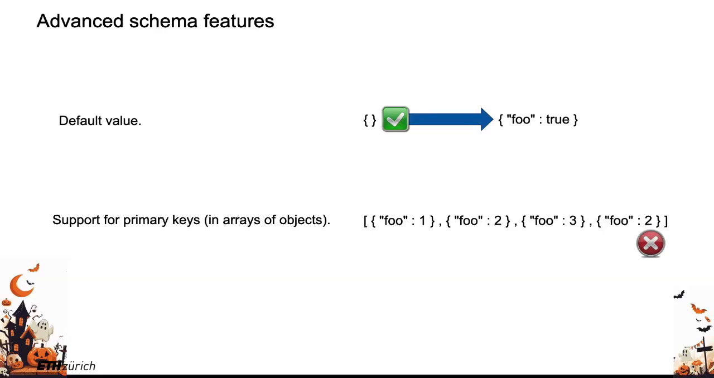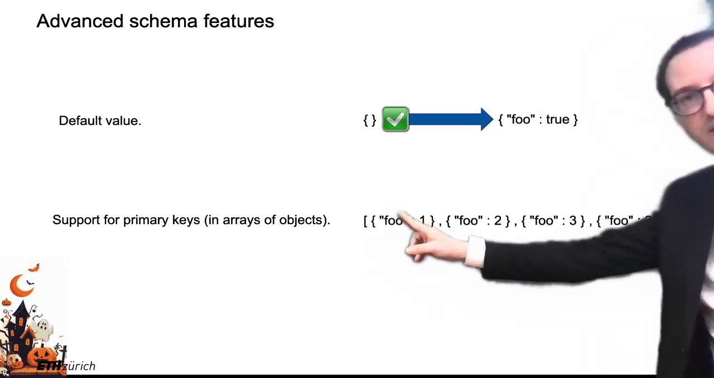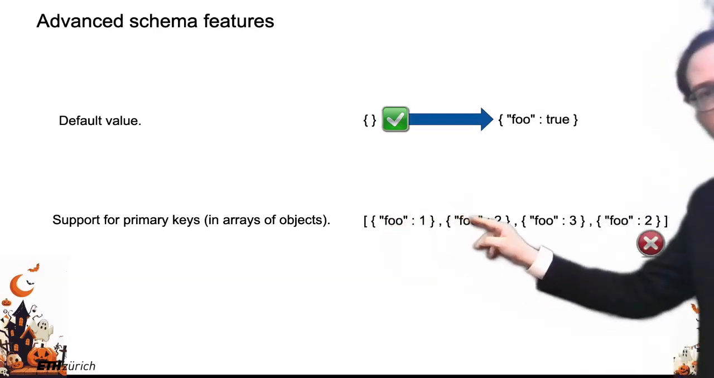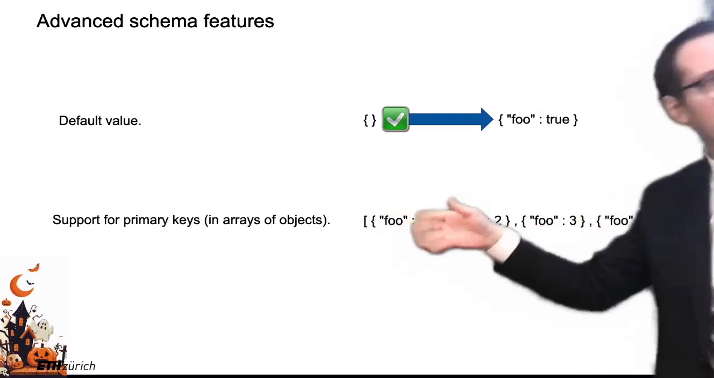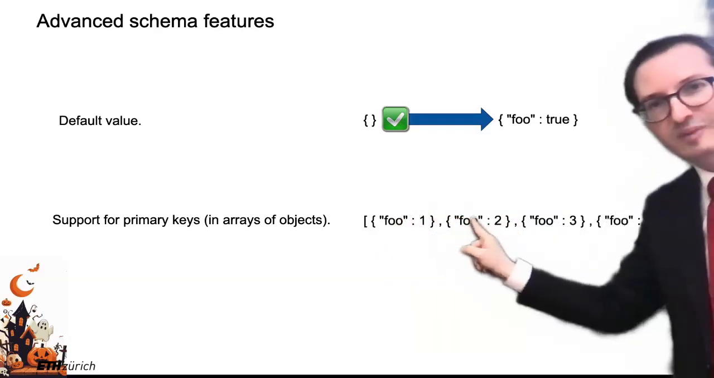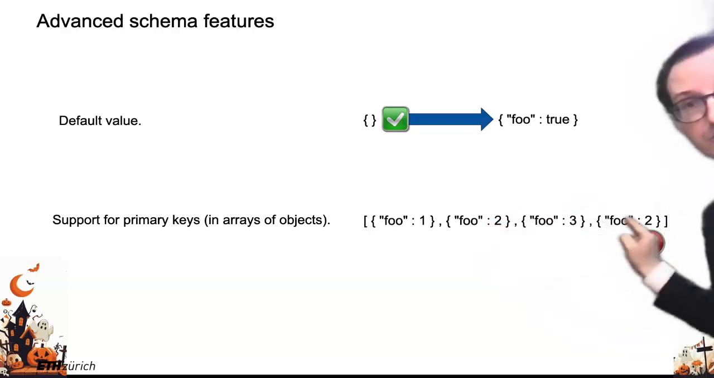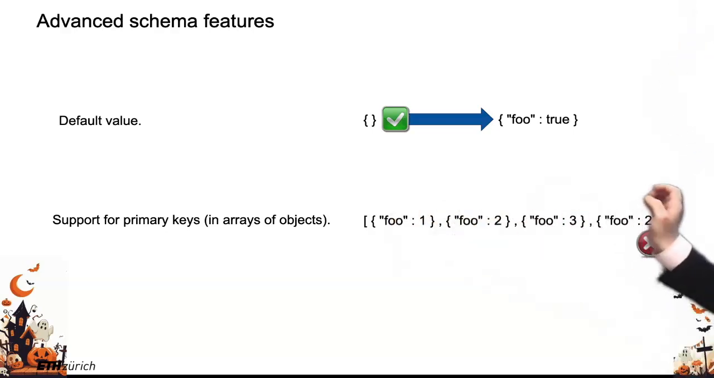And finally, and that I didn't show you, but you can also specify primary keys. For example, if you have an array of objects, then typically a schema language could allow you to say that you want foo in that array of objects, because remember, an array of objects is a nested table, right? So you could say foo is my primary key, and then it will also check that you don't have twice the same primary key within that array of objects.